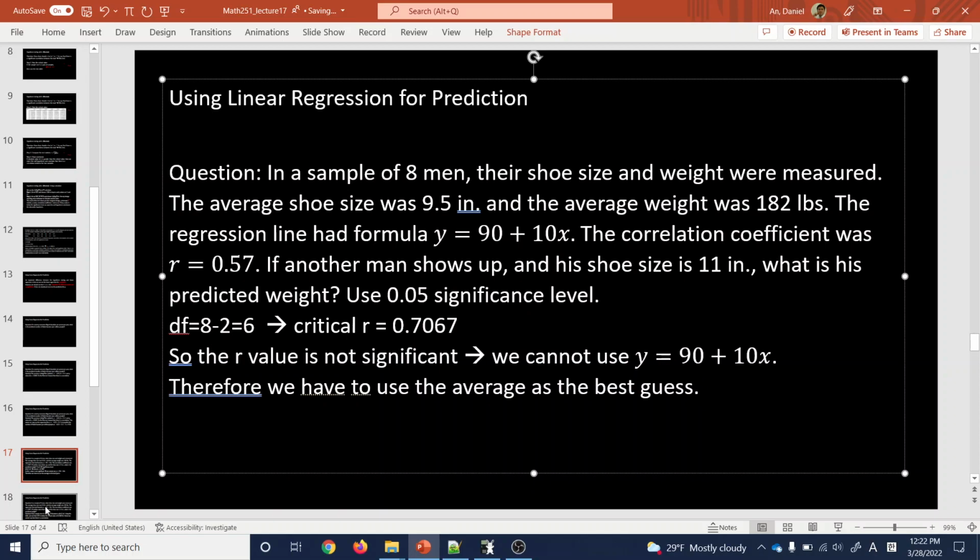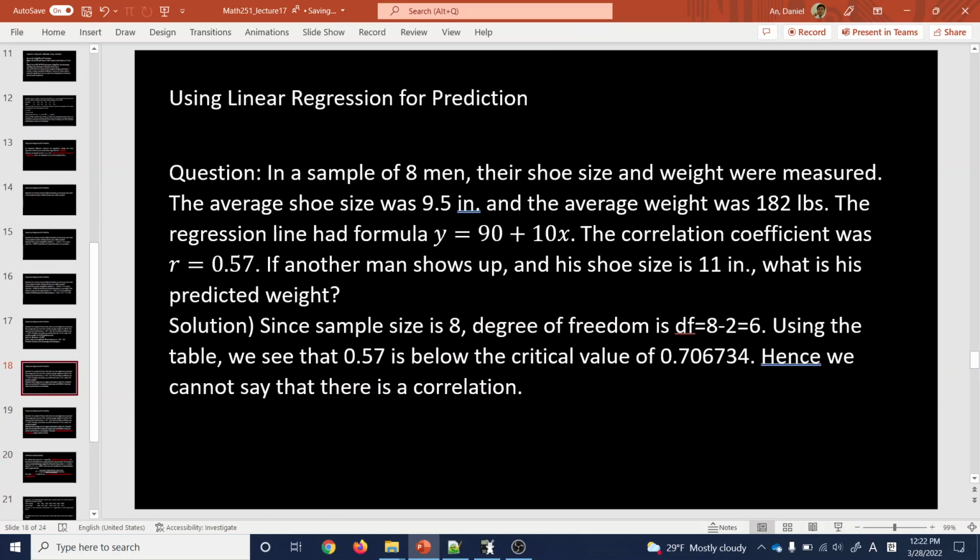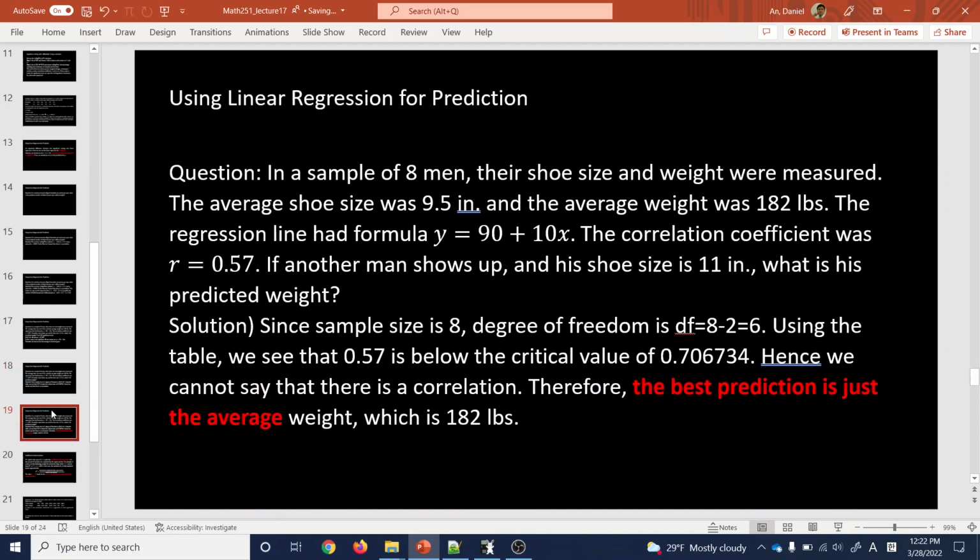Okay. So that's why the answer should be 182 pounds.